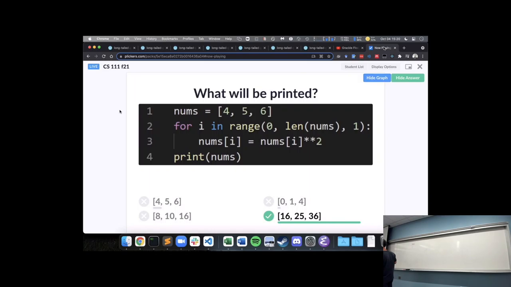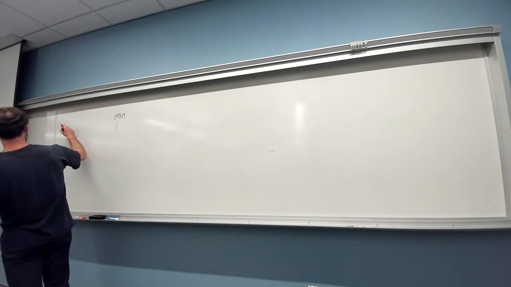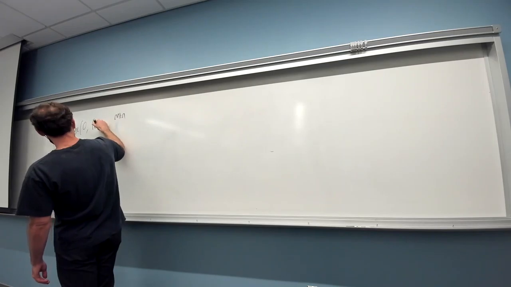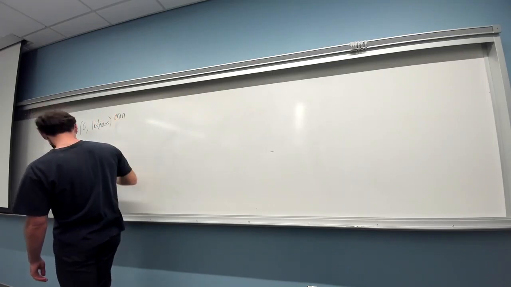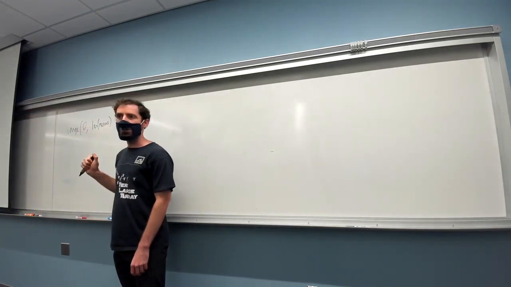Well, it's using the index, like the range for the index for the list nums, and then it's getting the value from that. So the values that end up being used there are 4, 5, and 6, but I was still considering 2, but I was a little confused about that. Yes, that's exactly right. Our range there says start at 0, and then we have this len of nums thing. Who can remind us what this len function does?